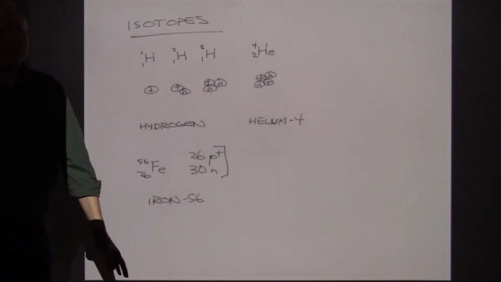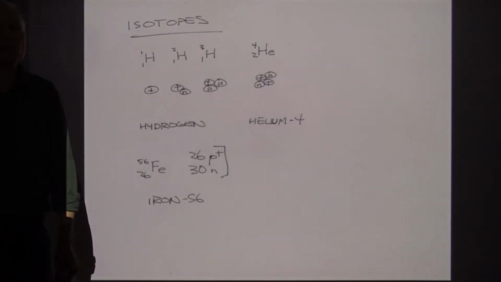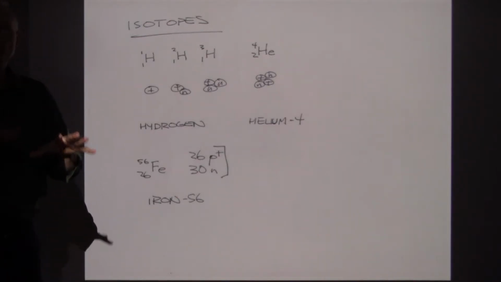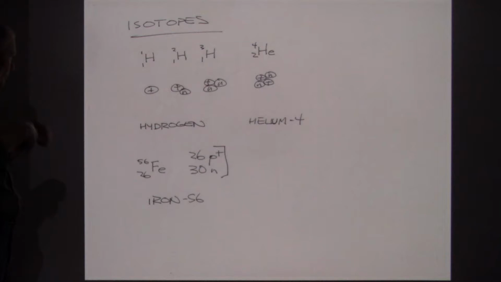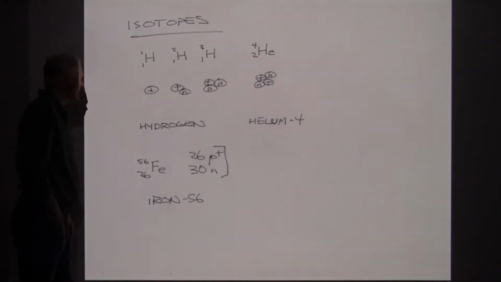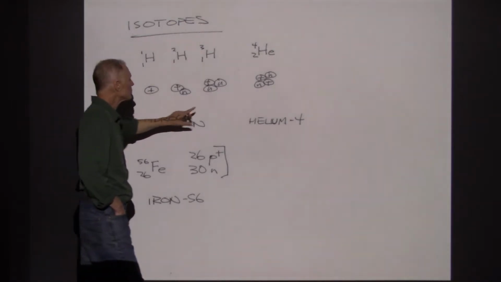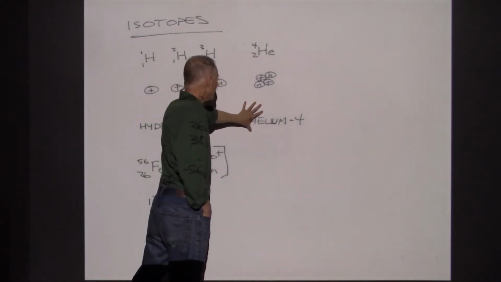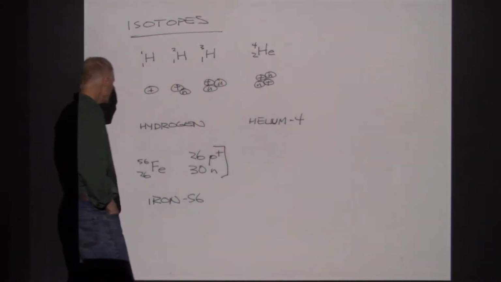I'm guessing most of you at some point in your science classes have played around with this, and whether you have or not, make sure that you're going back and reminding yourself how this naming system works. So these are isotopes of hydrogen. This is just one isotope of helium. There are several isotopes of helium.